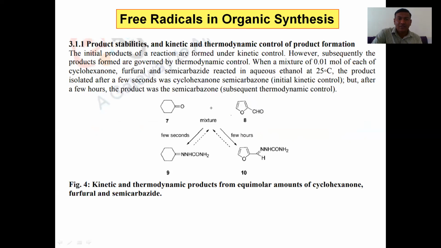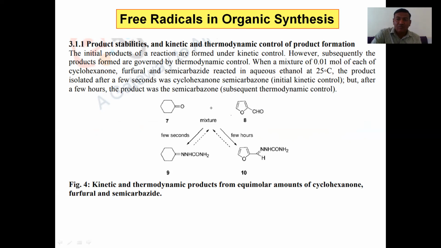The next example we can discuss is about the product stabilities, and the kinetic and thermodynamic control of product formation. So what is thermodynamic control? Which is related to temperature, right? And what is kinetic is related to speed, right? So the initial product of a reaction is formed under kinetic control. However, subsequently the products formed are governed by thermodynamic control. So kinetic control as well as thermodynamic control.